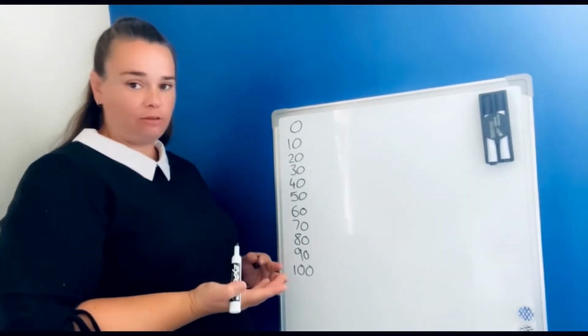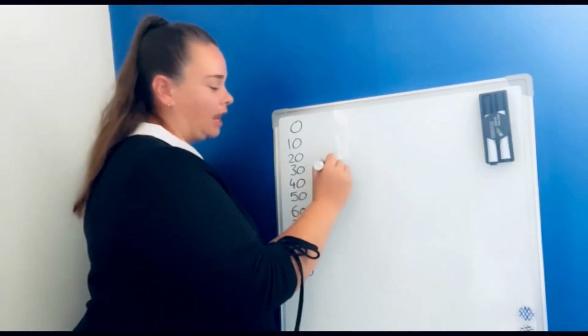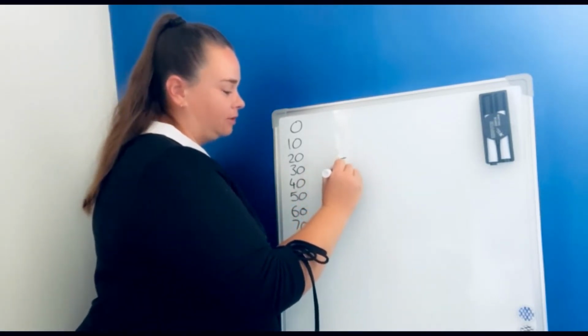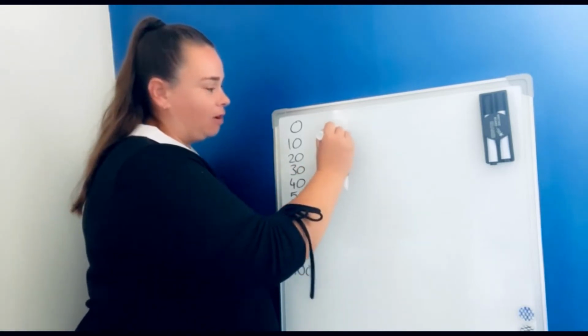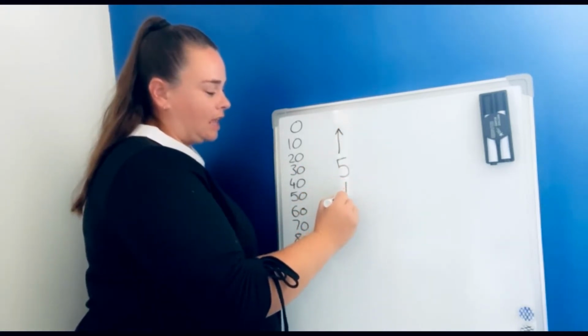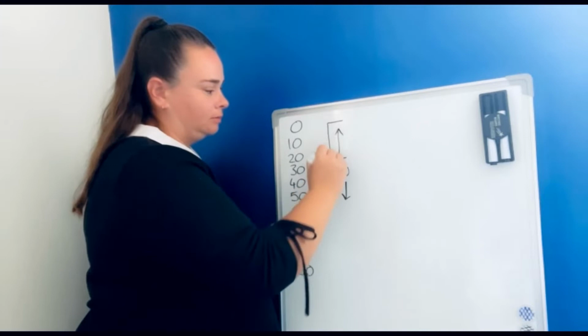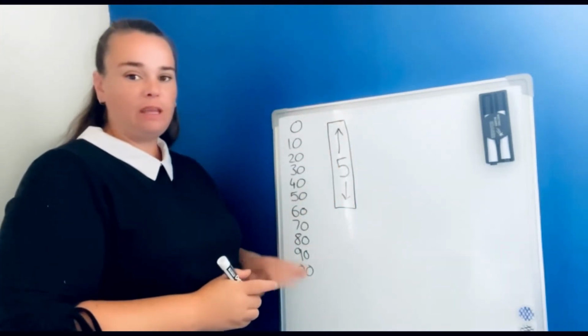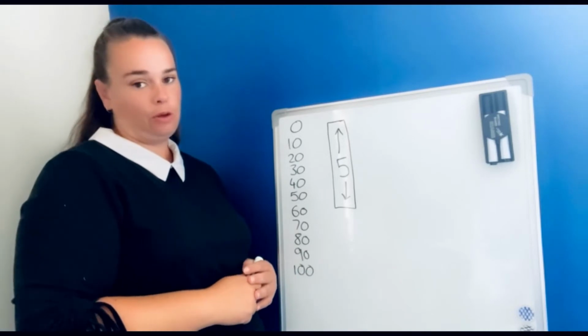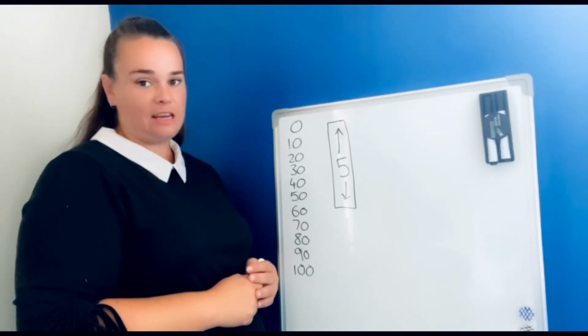To explain how to round to the nearest 10, I like to put the number 5 somewhere where I can see it, and an arrow pointing up and an arrow pointing down. We're going to be using this to help learn how to round to the nearest 10.